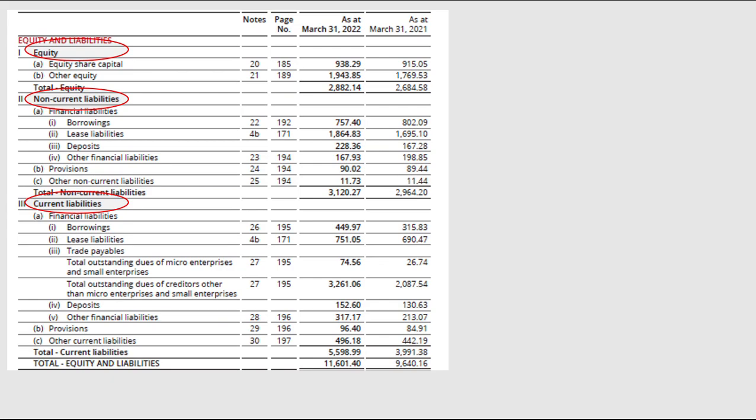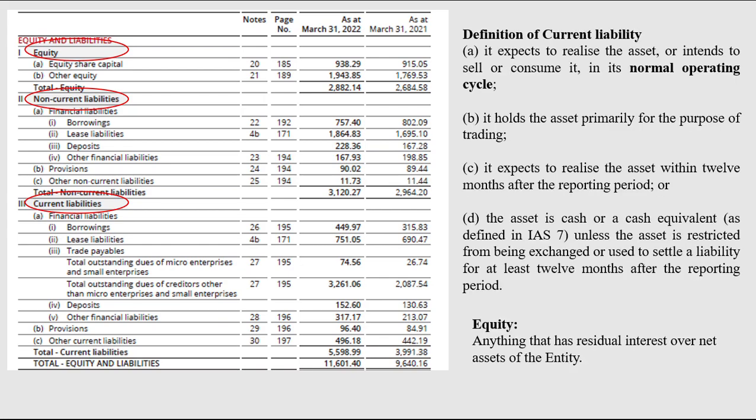So apart from current and non-current, we find something peculiar called equity. What is equity? Equity is nothing but a residual interest over the net assets. How do they have residual interest over net assets? For example, assume you are a shareholder of a company X. The interest that you have in company X is nothing but the interest in its net assets. Net assets are nothing but total assets less external liabilities.